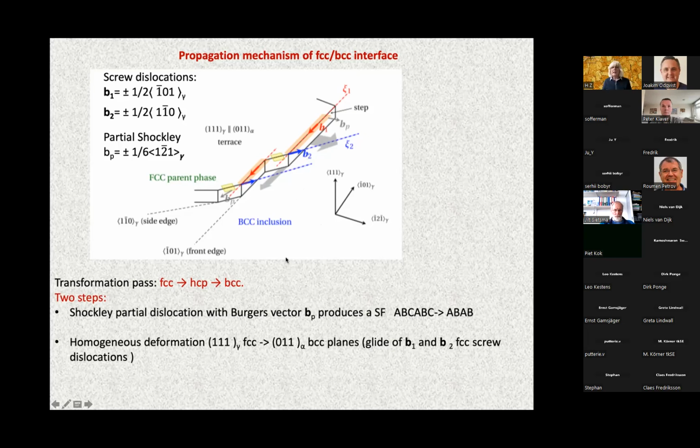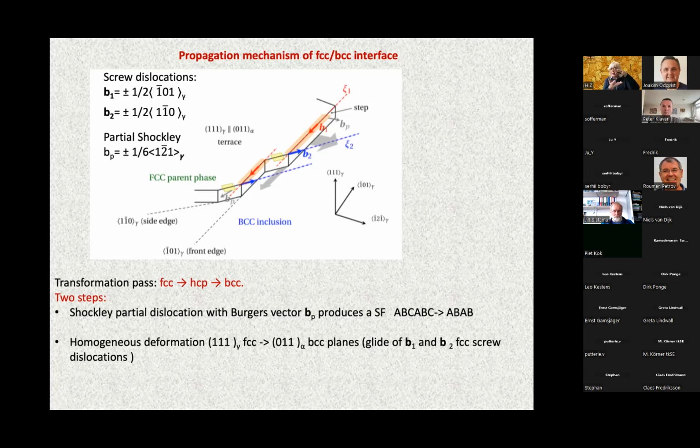But globally, we can imagine, at least what we conclude from our modeling, that at the beginning the Shockley partial dislocation with Burgers vector BP, which is noted here, produces the stacking fault, which will shift the C plane to obtain ABB. It's well known that if you go in the 1-1 direction in the FCC phase, we have ABC sequences of the dense plane, and to go to the BCC phase, we should do ABB. So normally what we observe is that the Shockley partial dislocation pushes, shifts the C plane to transform ABC to ABAB. We produce, we can say, a not ideal HCP phase, and then that HCP phase should be compressed to obtain the BCC phase.